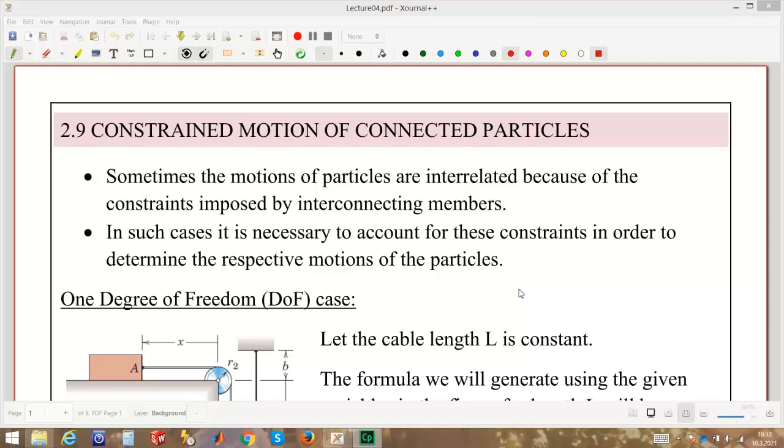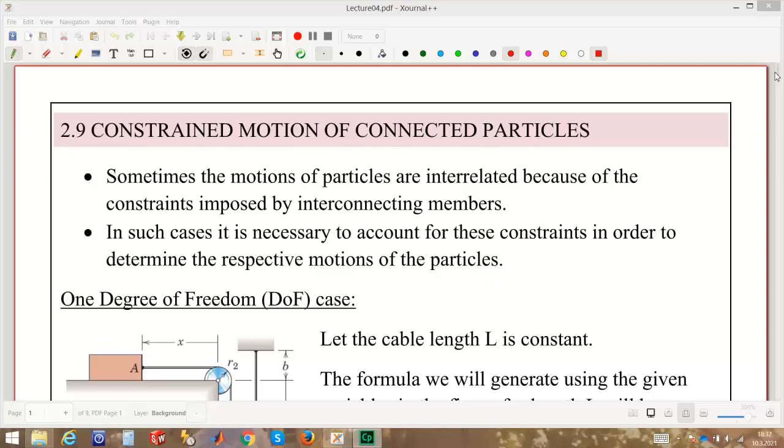In these cases, we need to account for these constraints. We need to write a constraint equation, and you'll see that this constraint equation will help us to investigate these types of systems. In next year's course, machine theory, you will also visit these constraint equations when investigating 4-bar mechanisms, for example. So this is basically the foundation of that type of investigation.